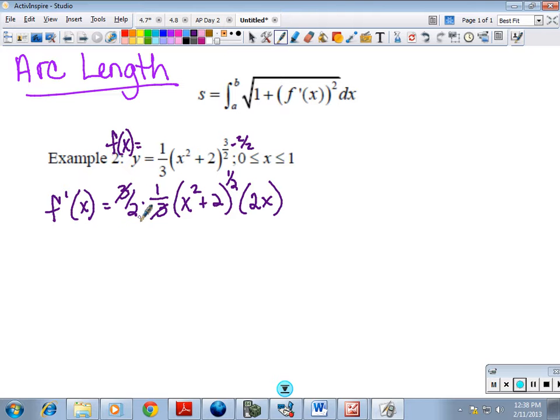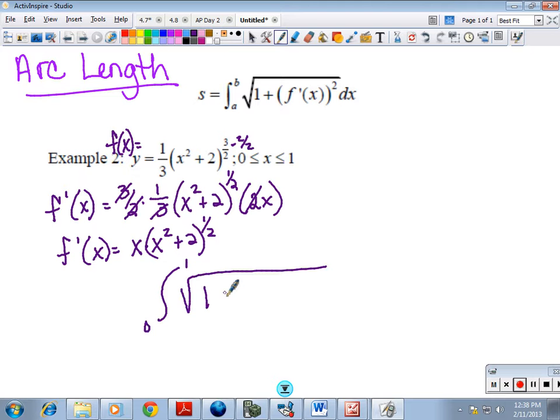So that gives us, and then I can go ahead and cancel my 2 and my 2 here. So now I just have x times x squared plus 2 to the 1/2, and that's my derivative. Well, so it will be the integral from a to b, so from 0 to 1, of the square root of 1 plus bracket x times x squared plus 2 to the 1/2 squared dx.